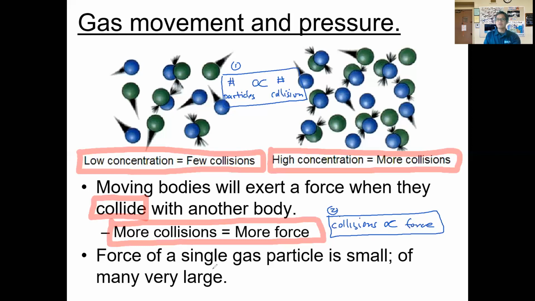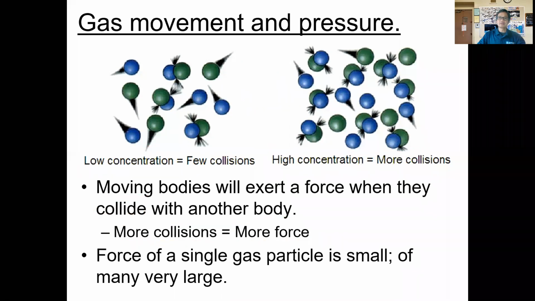Obviously, an individual gas particle doesn't exert that much force because it's so small. It's very, very small. You have one single gas particle. But the cumulative effect of having many gas particles, as you add more and more, will increase the pressure that they exert. Make sure you keep that in mind as we move forward. Okay, all right, very good.